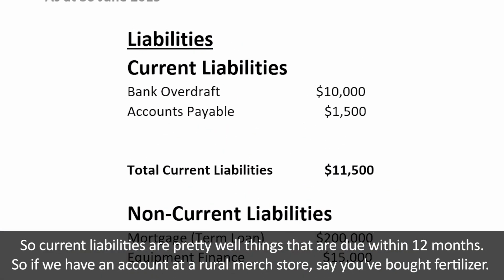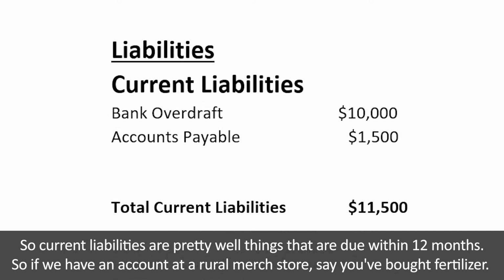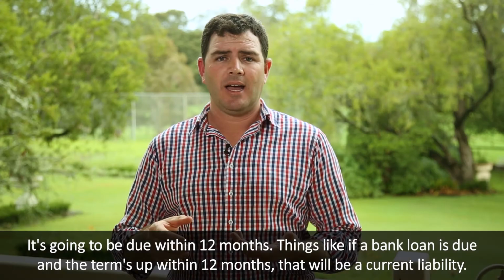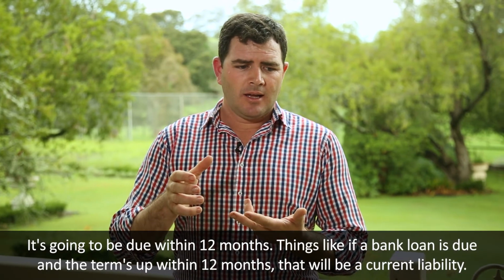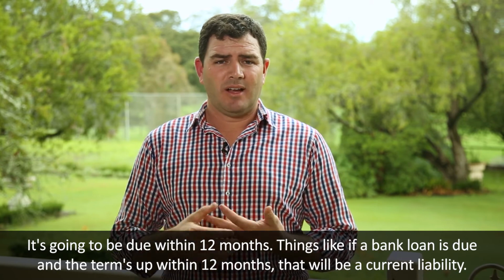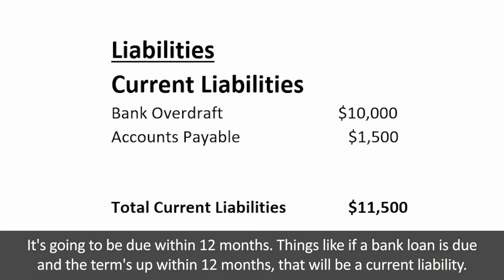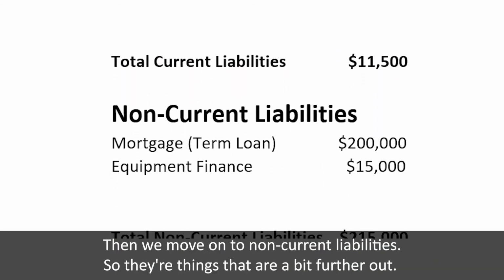So current liabilities are pretty well things that are due within 12 months. So if we have an account at a rural merch store, say you've bought fertiliser, it's going to be due within 12 months. Things like if a bank loan is due and the term's up within 12 months, that will be a current liability.